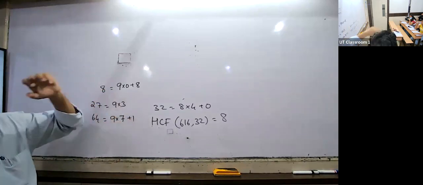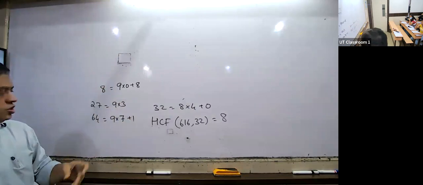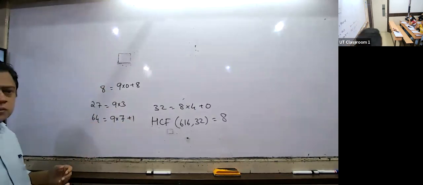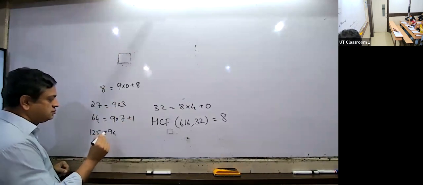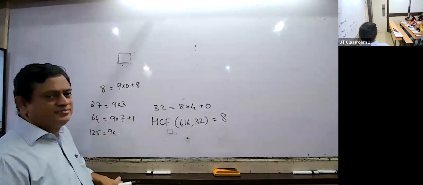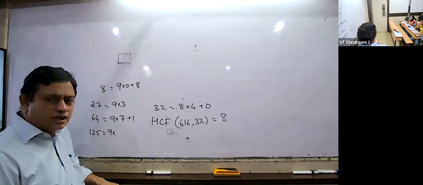9m plus 8. Check any cube. 5 cube how much? 125. Can you tell 9 into how much? 9 10s, 9 11s, 99, 9 12s, 9 13s, 117.